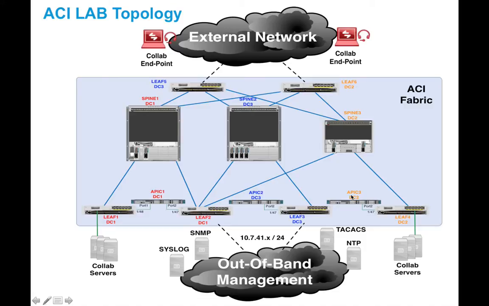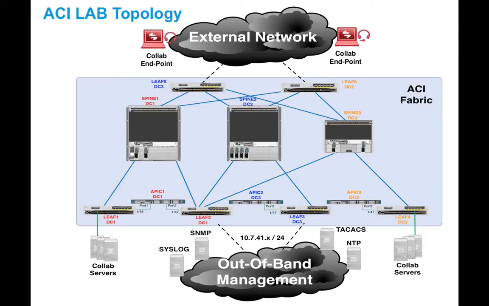Now, this is not an ideal topology in a real production environment, as I have a single 40 gig link from the local leaf to its local spine in each of the data centers. Also, there is a single APIC in each of the data centers. This is due to limitation of hardware in my lab.